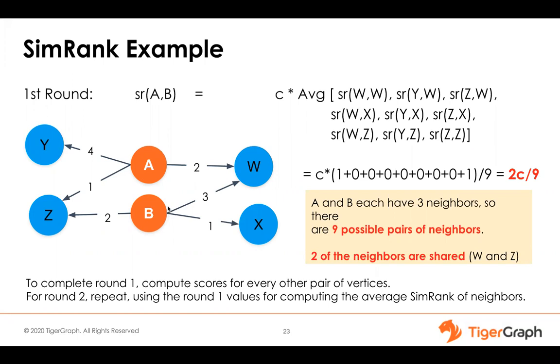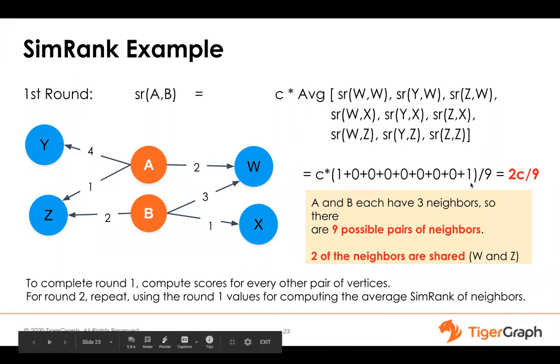So AB, same graph. SimRank of AB is C times the average of all the possible pairings. A has 3 neighbors, B has 3 neighbors, so there are 9 possible pairings. Only in 2 of those cases will they coincide on the same person. W is a neighbor of both A and B, and Z is a neighbor of both A and B. So in 2 of these 9 cases, you get a score of 1. The other 7 cases, you get a score of 0. So after the first round, the score will be 2 times the constant C divided by 9, because there are 9 possible pairings and 2 of them are shared. And then you repeat, you do another iteration that will refine the scores. Eventually they'll converge.